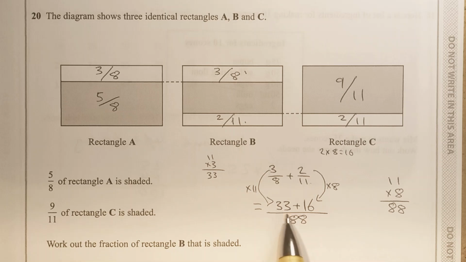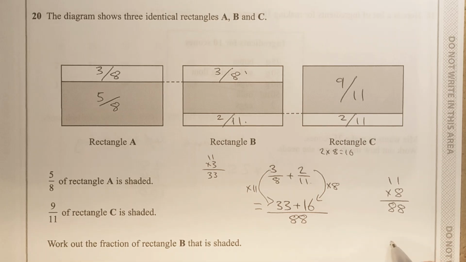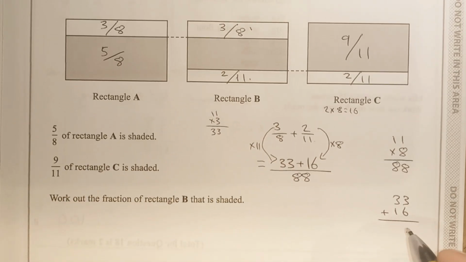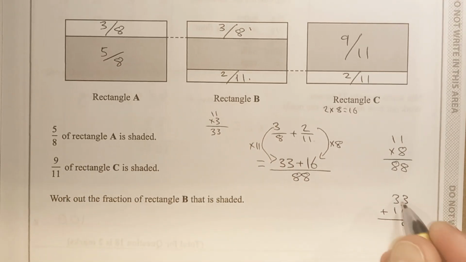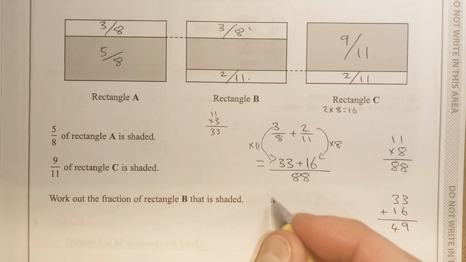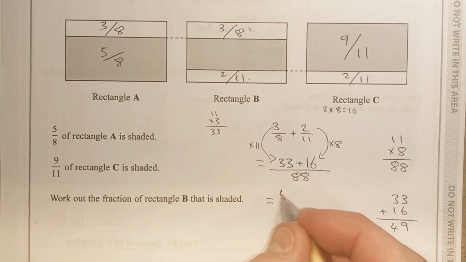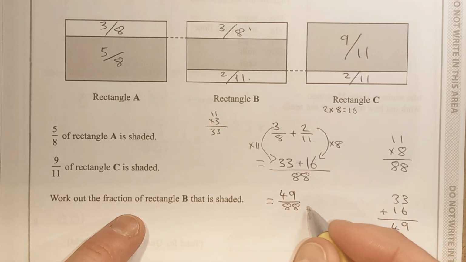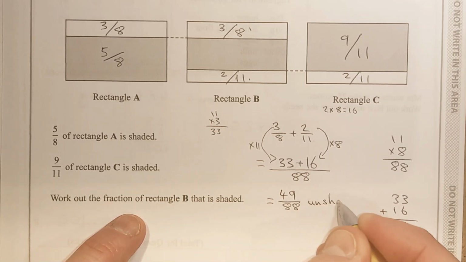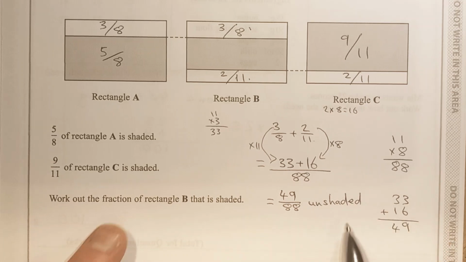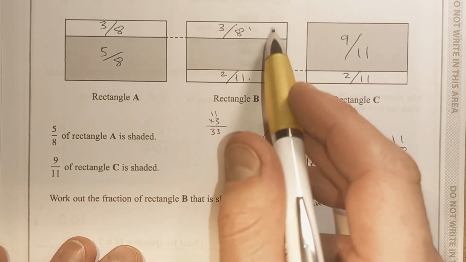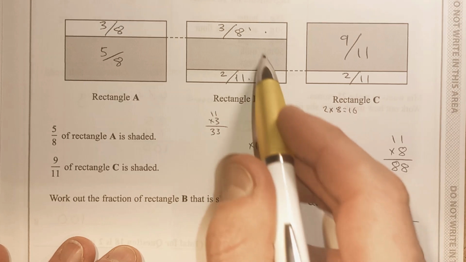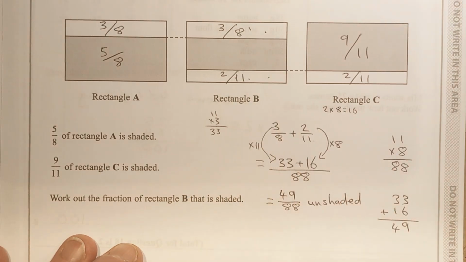Okay, so 33 plus 16. Let's do that over here. 3 plus 6 is 9. 3 plus 1 is 4. So we've got 49 88ths. Now that is unshaded. Okay, so we've worked out the total of these two sections. So this bit in the middle is everything else.